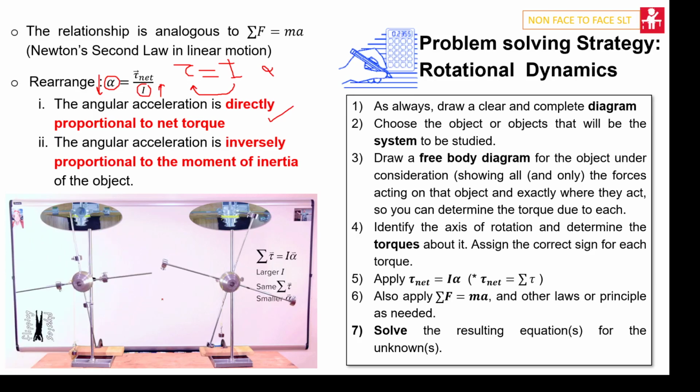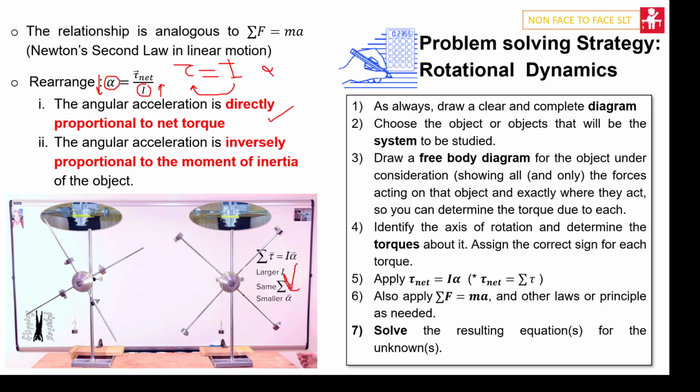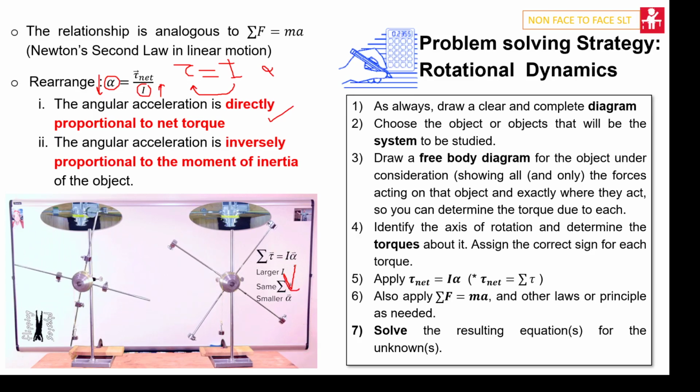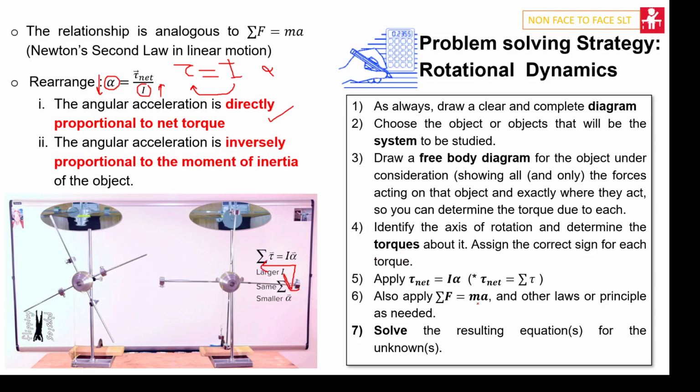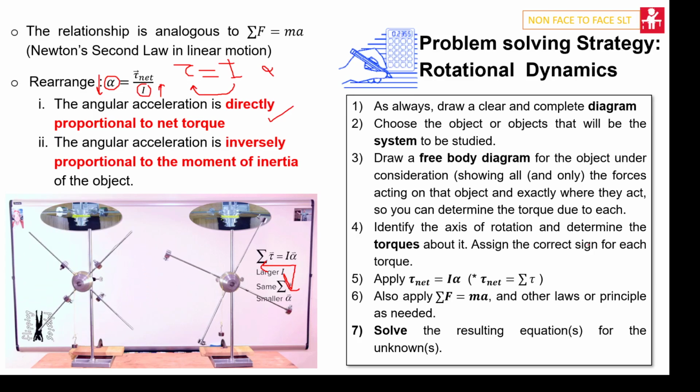For example, you might have an object, so you have weight there. Then if there's a rope, you have tension there. So you need to identify the forces and draw the free body diagram of the forces.